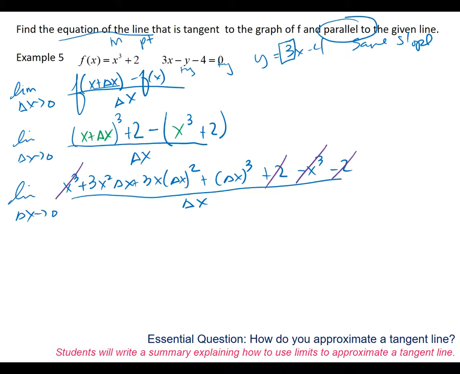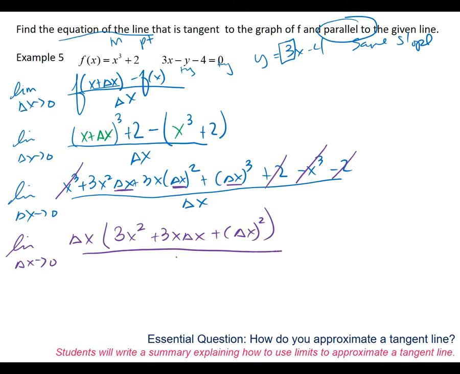That doesn't mean force it, right? You need to check to make sure your arithmetic's correct and your algebra's correct. Alright. It looks like I've got a delta x in all of them, right? What am I going to do with that delta x? Factor it out. So taking out the delta x, I'm left with 3x squared plus 3x delta x plus delta x squared all over delta x.